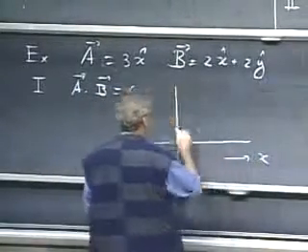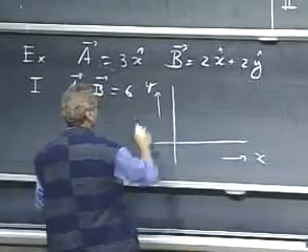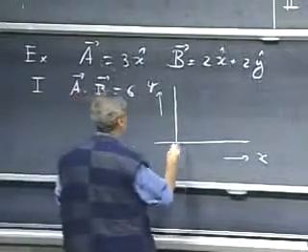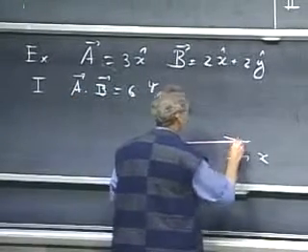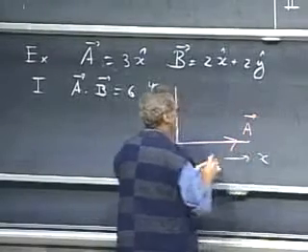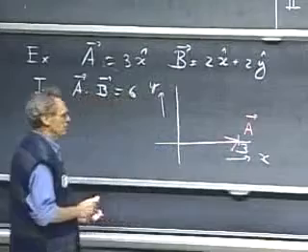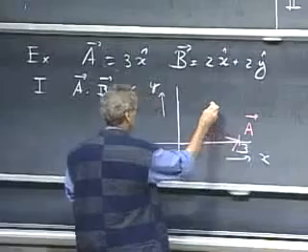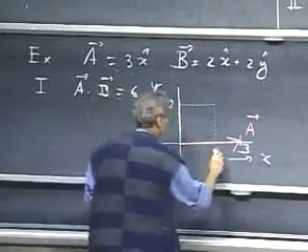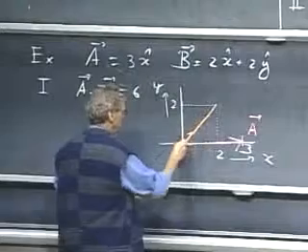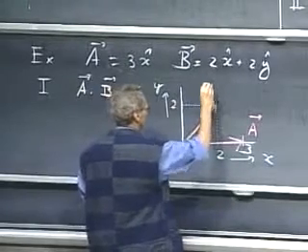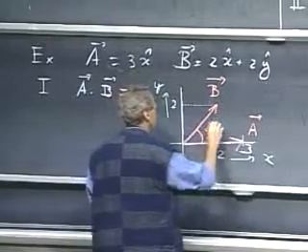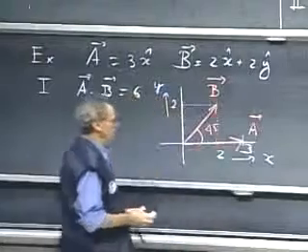If this is the x direction, and this is the y direction, we don't have to look into the z direction because there is no z component, then this would be vector A, and this point would be at 3. B, this would be 2, and this would be 2, and so this would be the vector B. And it's immediately clear now that this angle is 45 degrees. That follows from the 2 and the 2.